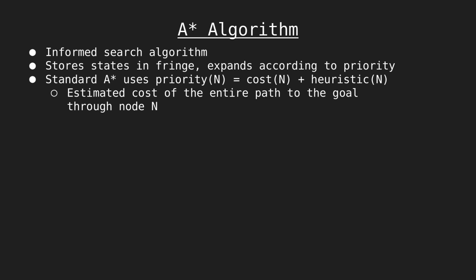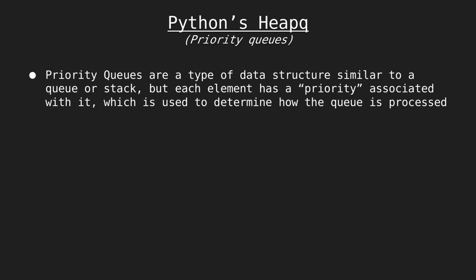The A-star algorithm is quite similar to the uniform cost search and greedy best first search algorithms. Each of these uses different priority functions to decide the order in which to expand nodes. I'll talk more about these during the programming portion of this tutorial. Before we get to the programming portion, though, I just wanted to quickly tell you a little bit about Python's heap queue module.